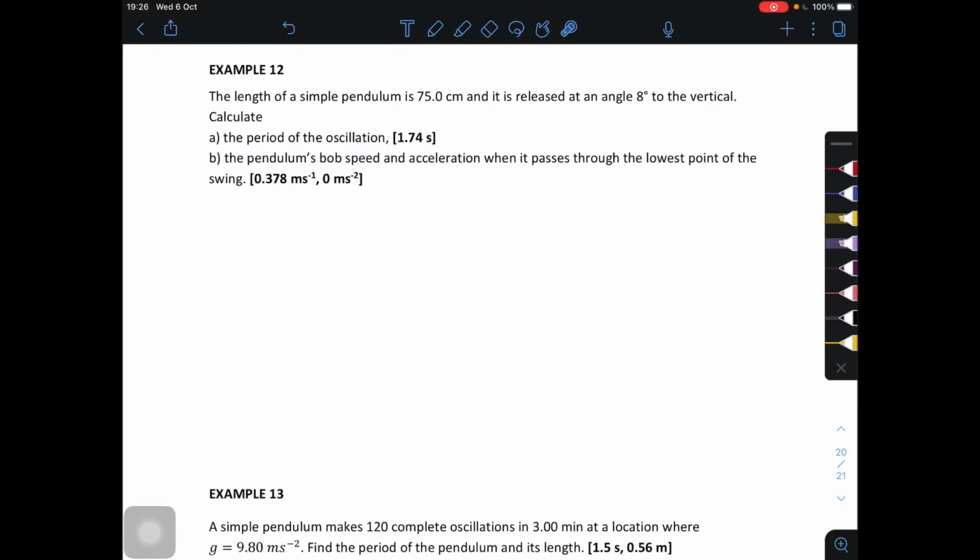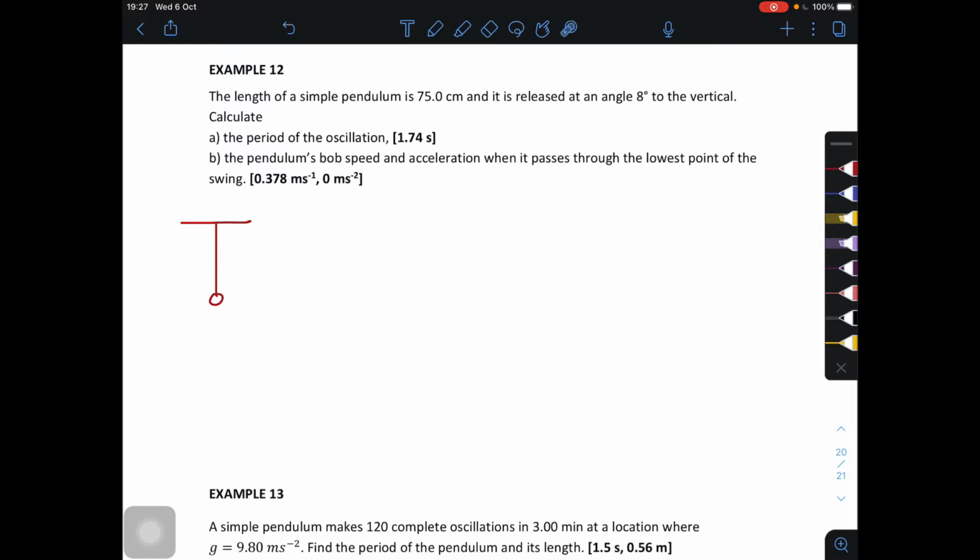Okay, now let's look at example 12 here. The length of a simple pendulum is 75 centimeter and it is released at an angle of 8 degree to the vertical. Calculate the period of the oscillation and the pendulum's bob speed and acceleration when it passes through the lowest point of the swing. Okay, so the situation here, we have a simple pendulum.